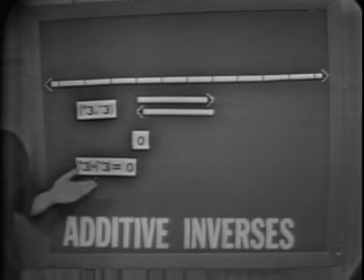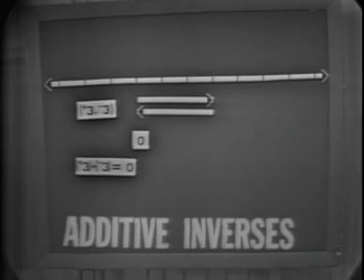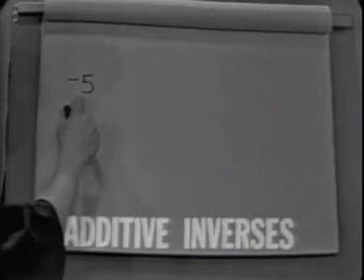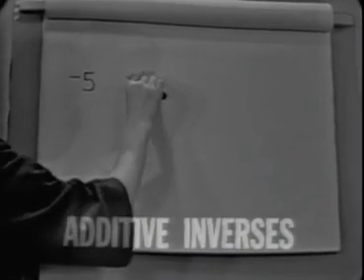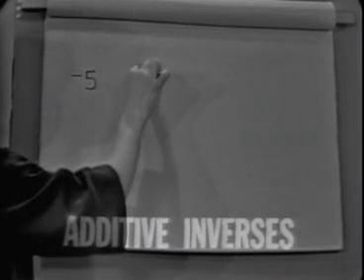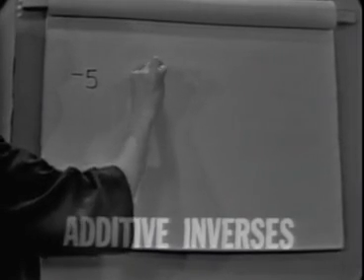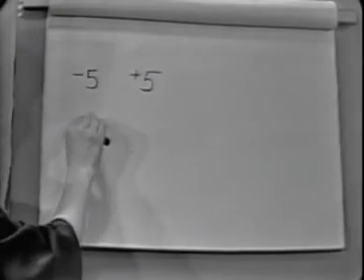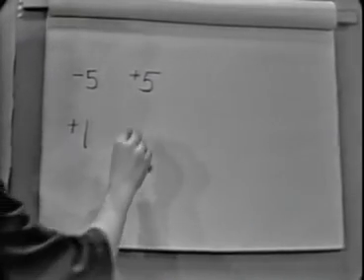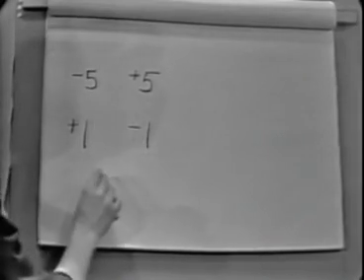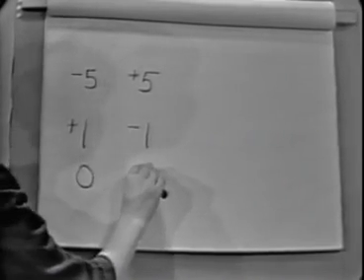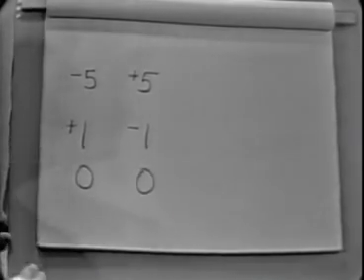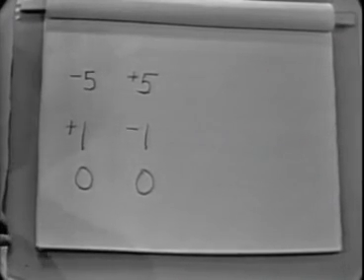Let's consider some other numbers. What's the additive inverse of negative 3? That would be not a negative 3. We've been talking about 3s. Negative 5, a positive 5. Or of a positive 1, the additive inverse would be a negative 1. 0 would be 0. Every integer has an inverse.